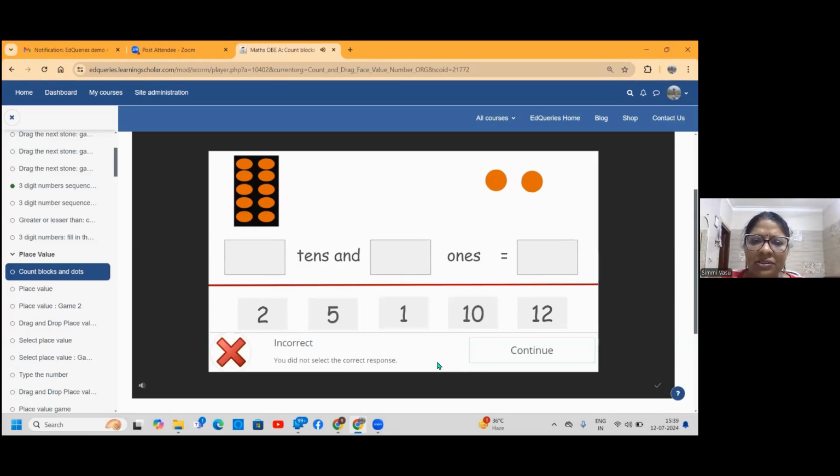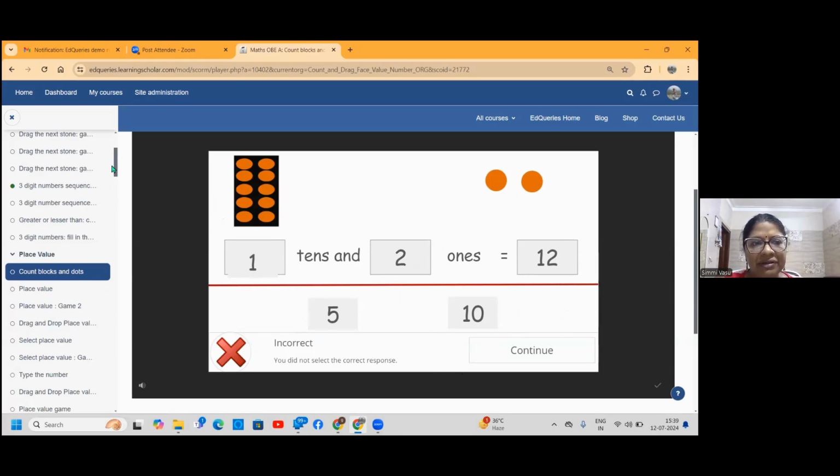That's not correct. So the game tells you what is the correct answer. Look again, there is one block of 10 dots. So that is equal to 1 ten. And there are 2 dots. So that is equal to 2 ones. So the number is 12.